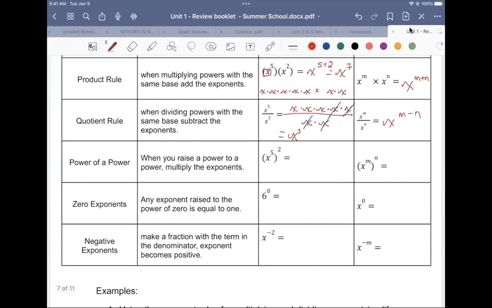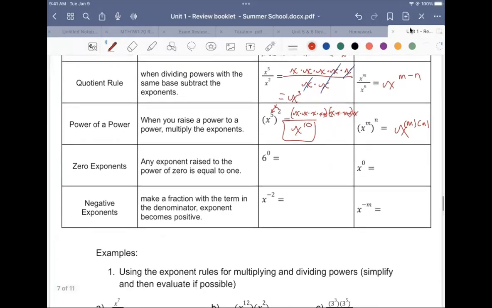The power of a power is when you raise a power to a power. When you are doing that, you are going to multiply the exponents. So for example, here I have x to the power of 5, and that is to the power of 2. So what I'm going to do is I'm going to multiply these together, and reason being is that I would get two brackets that are both x times x times x times x times x. There is 5 in there, and there is 5 in there, so it would be x to the 10. In this case, it will be x to the m times n.